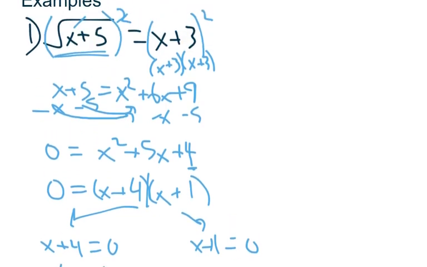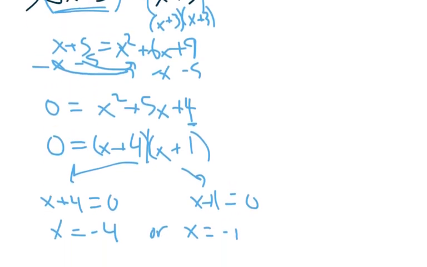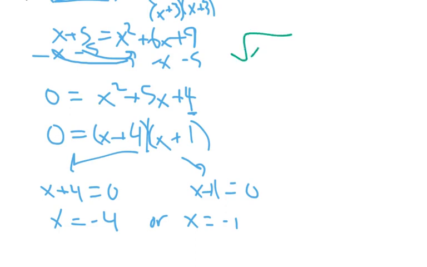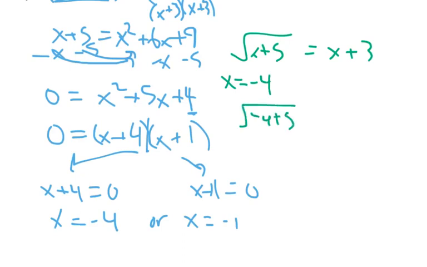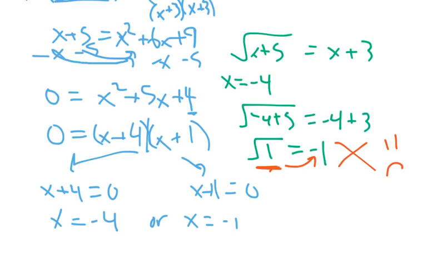Now we have to double check. We have to go back to our original equation, and I'll just write it down right here so we can check it. Square root of x plus 5 is equal to x plus 3. If we put in negative 4, so x equals negative 4, we'll have square root of negative 4 plus 5 is equal to negative 4 plus 3. Square root of 1 equaling negative 1. This is what I'm talking about. We have a square root equal to a negative number. That's no good. We don't want that.